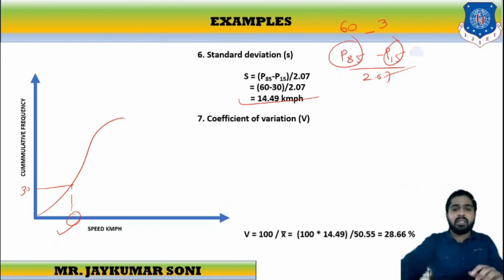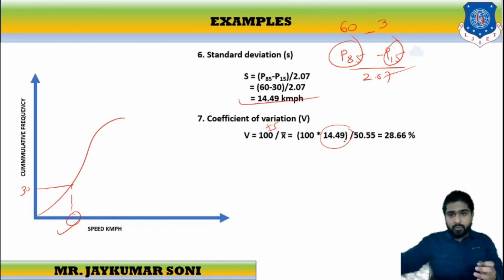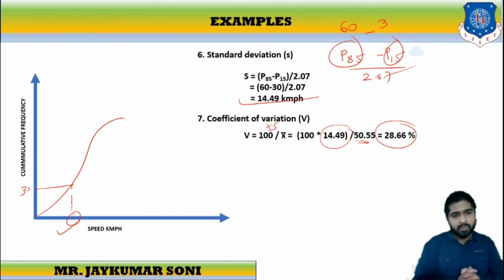Then the last thing is about the coefficient of variation. The equation for that is 100 into s divided by x bar. So s is 14.49, divided by the value of x bar we have already calculated, which is 50.55. So 100 into 14.49 divided by 50.55 will be 28.66. So this is how we can calculate the value of this particular thing.